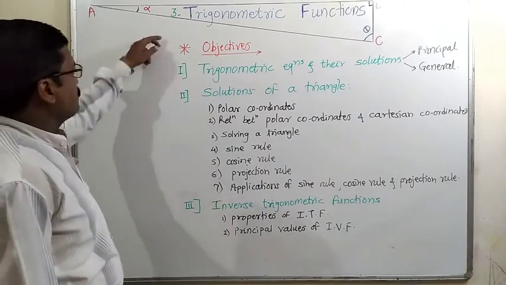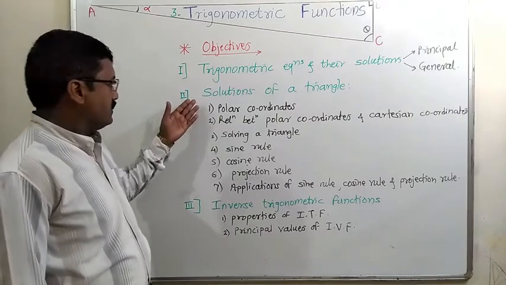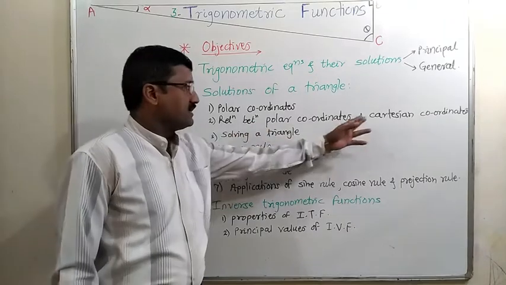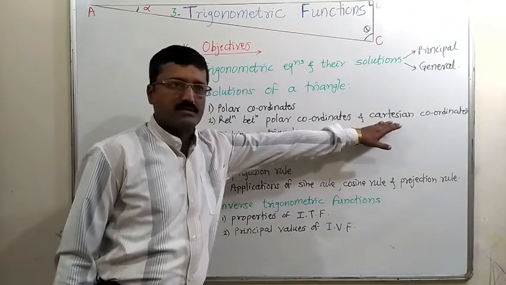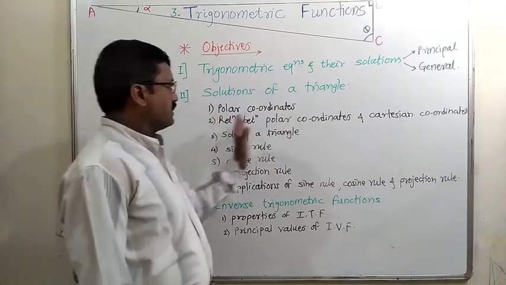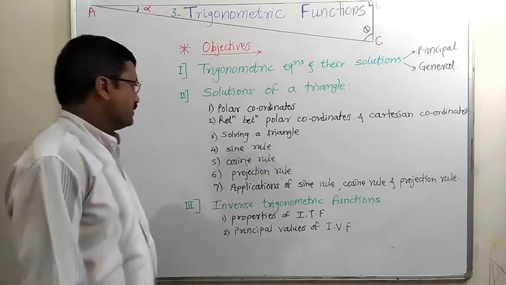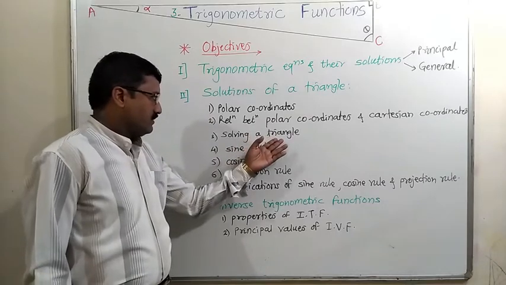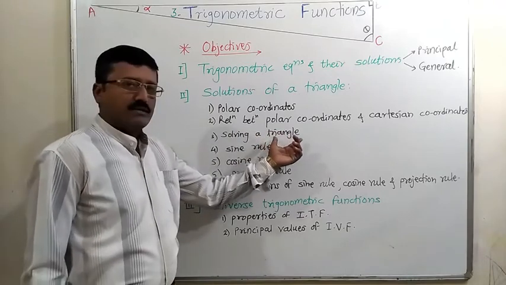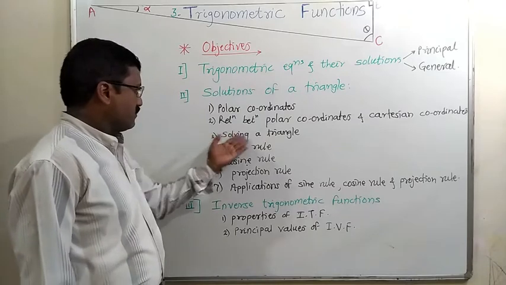The second section of this topic includes solution of a triangle. In this, there are different subarticles. One is polar coordinates, and the relation between polar coordinates and Cartesian coordinates. We have learned a lot about Cartesian coordinates, but now we will learn polar coordinates and the relation between polar and Cartesian coordinates. The third part will be solving a triangle, which means whenever some sides or angles of a triangle are given and you want to find the remaining side or angle, those questions are in solving a triangle.